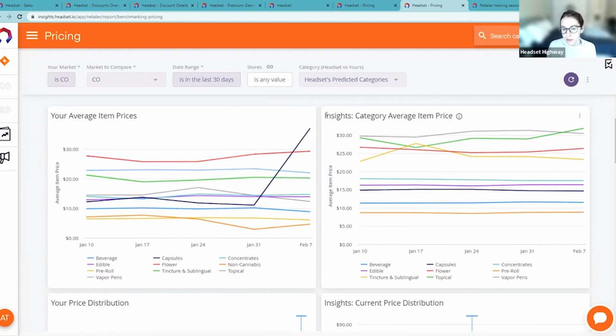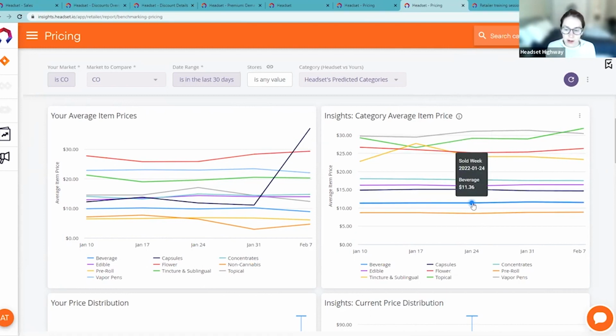Now over here on the right, we have insights. So that is going to be the market's category average. If we scroll over again, maybe the same date over here on the right, we can see the average item cost for, again, any given category. And we can compare this to what our average item prices are. So for example, let's look at beverages.